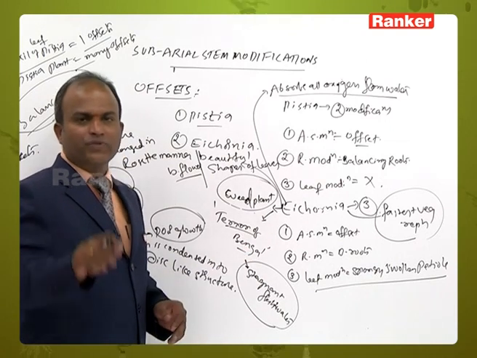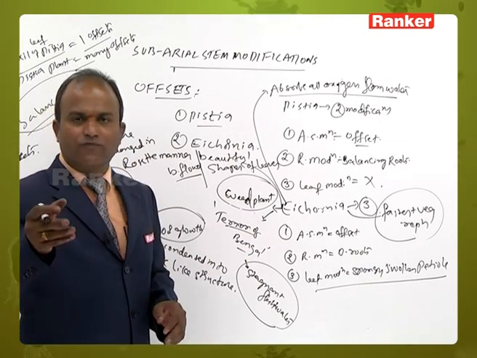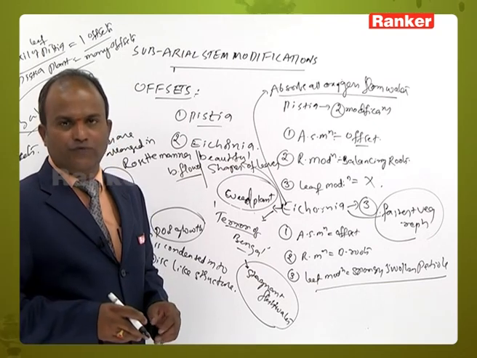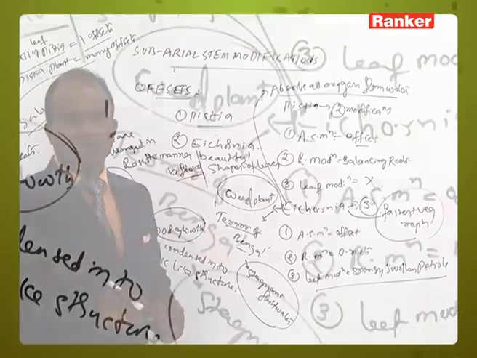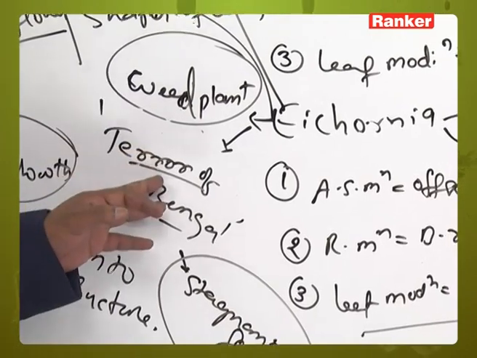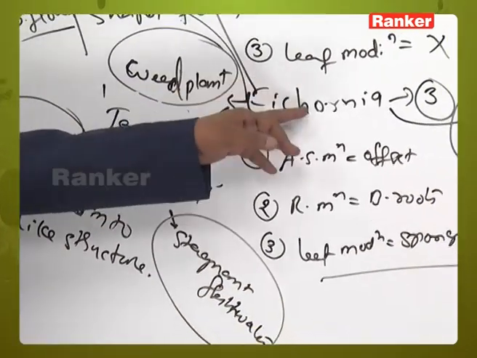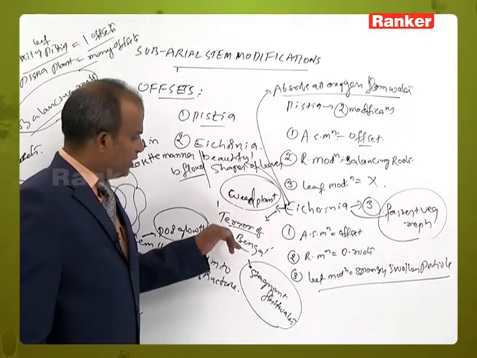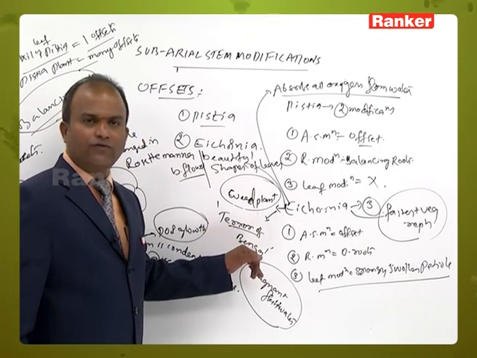Why? Because in Bengal, the fishes are taken as vegetarian food. It is not called non-veg food. So that's why the fishes there are undergoing death just because of this Icornia. That's why it is called Terror of Bengal.